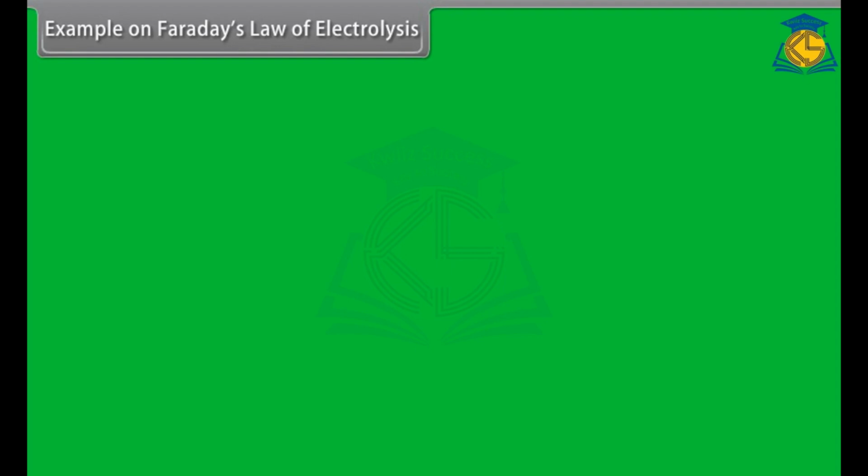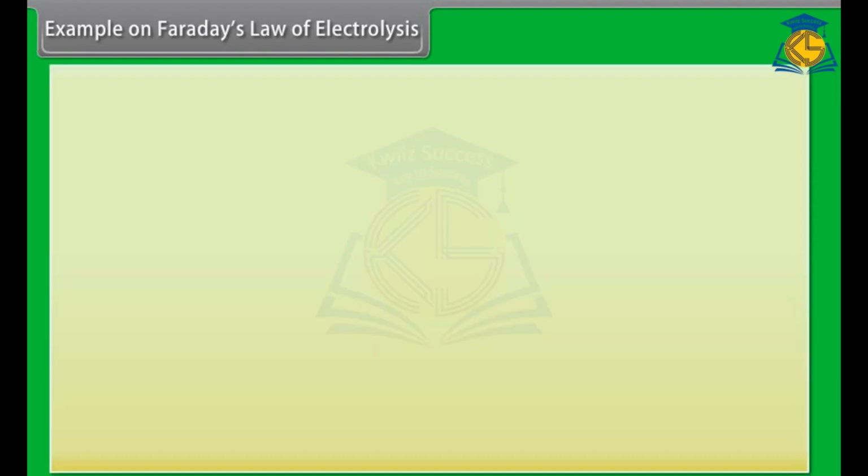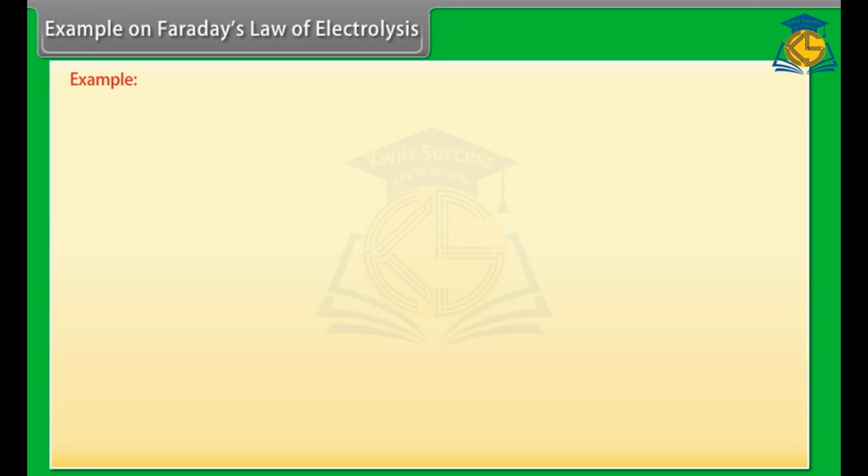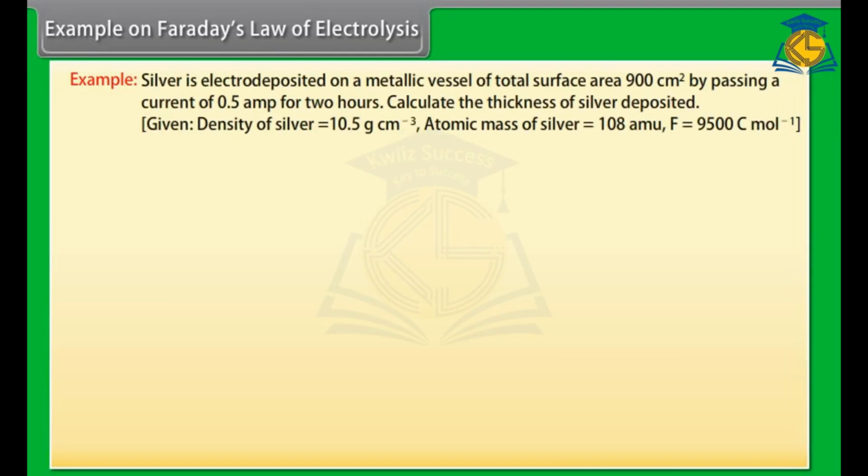Example on Faraday's law of electrolysis. Let's take an example on Faraday's law of electrolysis. Silver is electrodeposited on a metallic vessel of total surface area 900 centimeter square by passing a current of 0.5 ampere for 2 hours. Calculate the thickness of silver deposited. Let's see the solution. Here the given values are A is equal to 900 centimeter square, I is equal to 0.5 ampere.